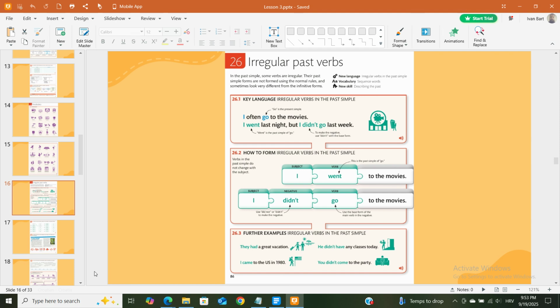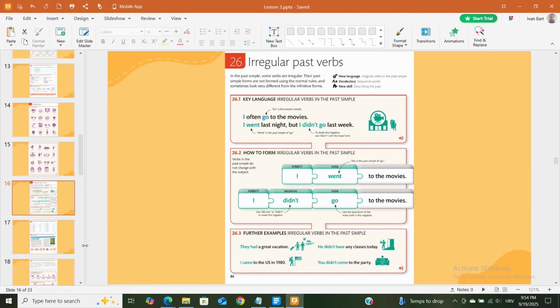26.3 Further examples of irregular verbs in the past simple. They had a great vacation. I came to the US in 1980. He didn't have any classes today. You didn't come to the party.